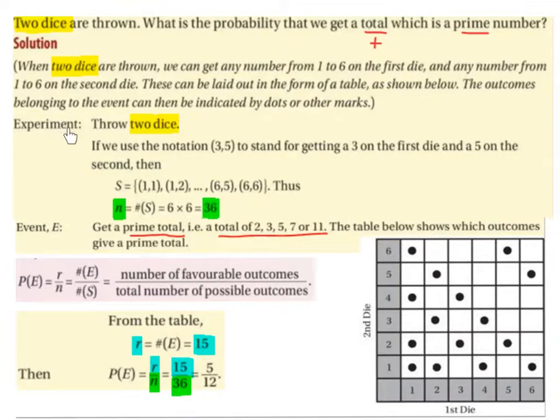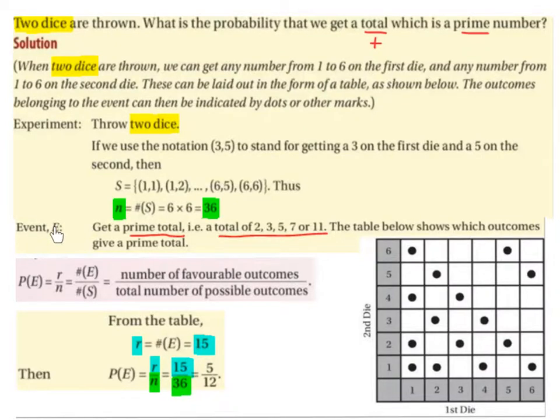So the experiment is to throw 2 dice. If we use the notation (3, 5) to stand for getting a 3 on the first die and a 5 on the second die, then S, the sample space, is (1, 1), (1, 2), ..., (6, 5), (6, 6). Thus, N, the number of elements in the sample space, is going to be 6 times 6, which is 36. So there are 36 possible outcomes.